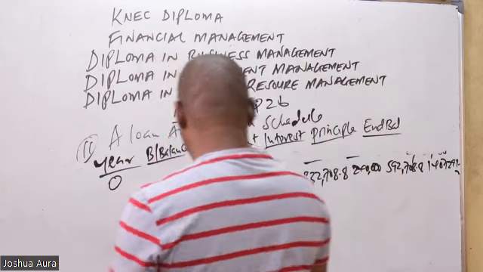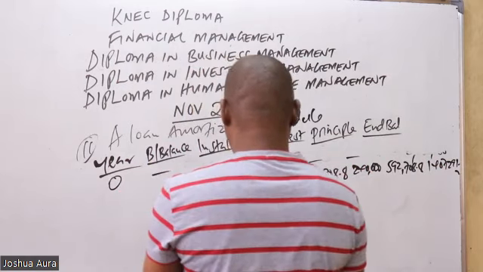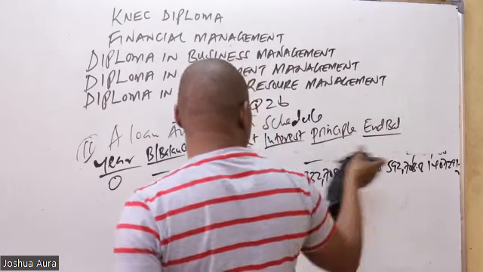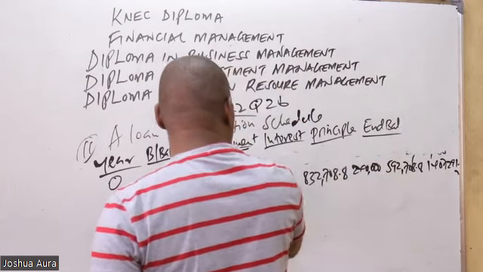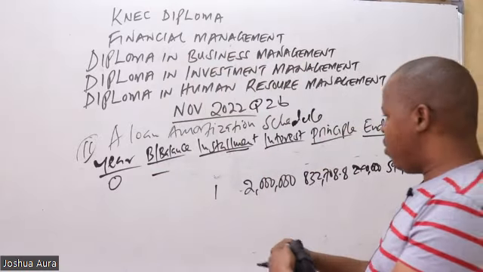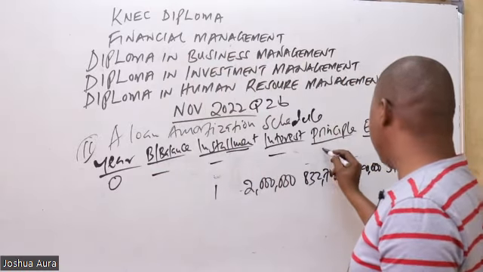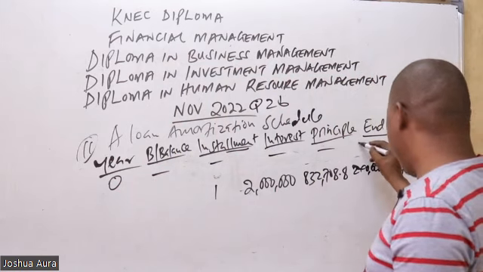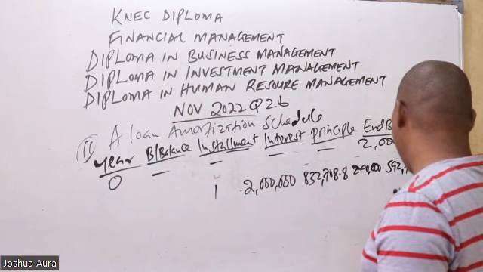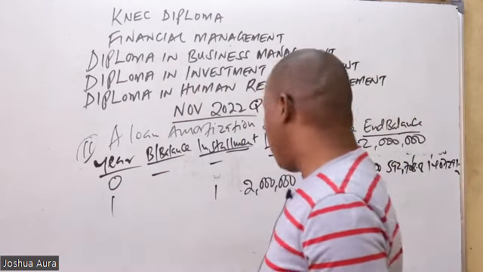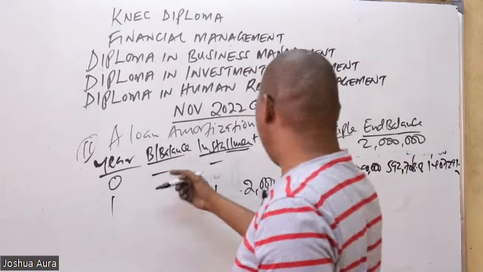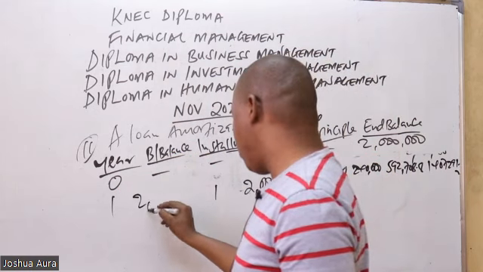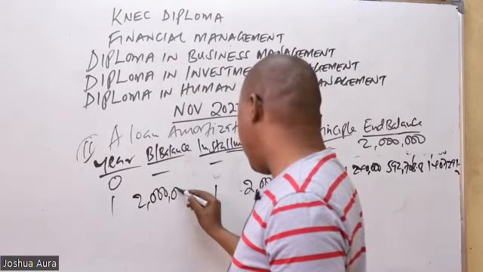So year 0, we said there is no beginning balance, no installment, no interest, no principal. So the end balance will be the amount borrowed, which is 2 million. So year 1, the beginning balance will be the year 0 ending balance, 2 million, which is the amount borrowed.